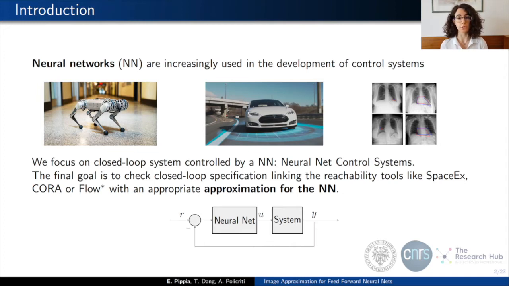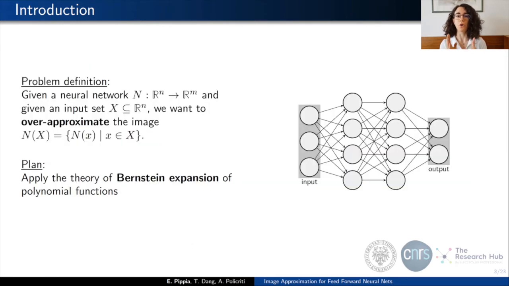There are different tools that address the reachability problem when we have a standard system, so without a neural network. And if we have the neural network, we need to be able to approximate the behavior of the neural net. So, focusing on the neural network, we want to address the following problem. Given a neural network N and an input set X, we want to over-approximate the image N of X. And in this work, we want to do it using the Bernstein theory, so the Bernstein expansion for polynomial functions.